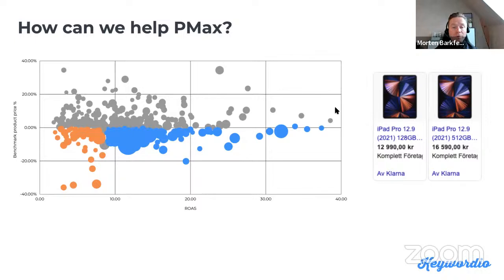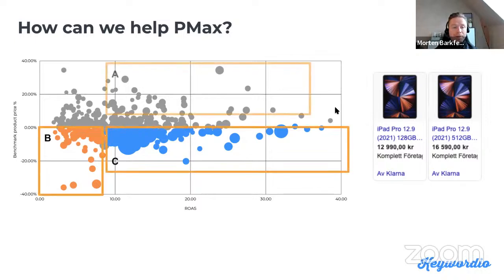And of course, if you have all your products up here, for example, let's say A, where you have a very high ROAS, but you're also priced very high, is that what you want to do, right? So if you have a very high ROAS, it could be because you're priced correctly.